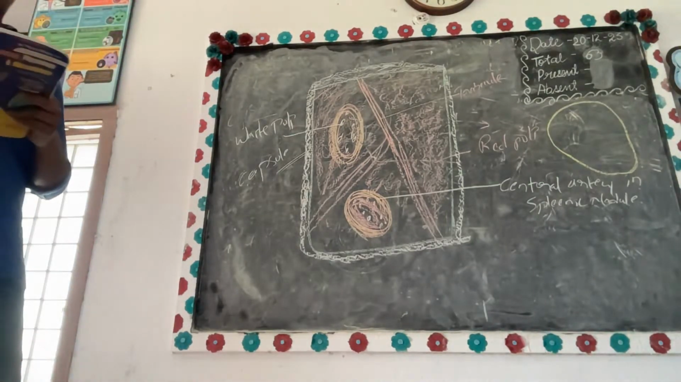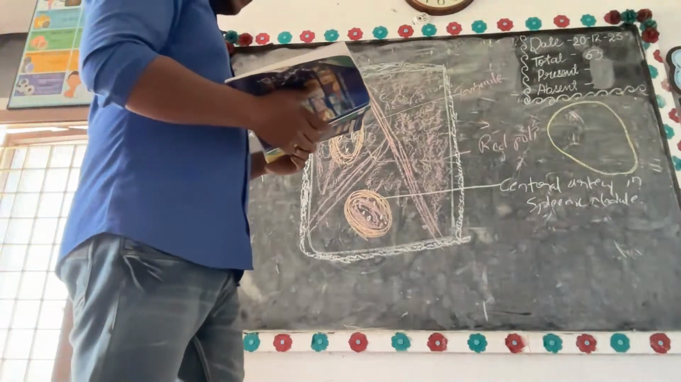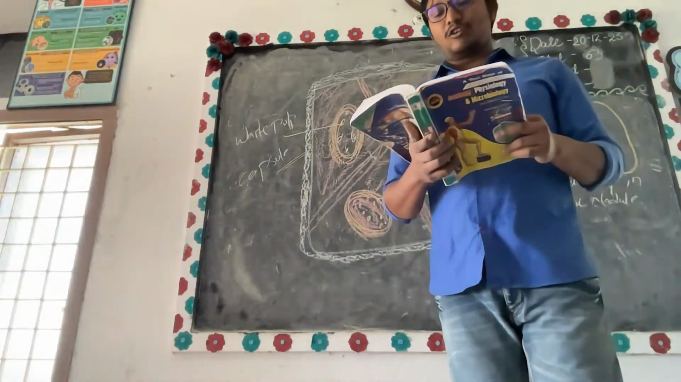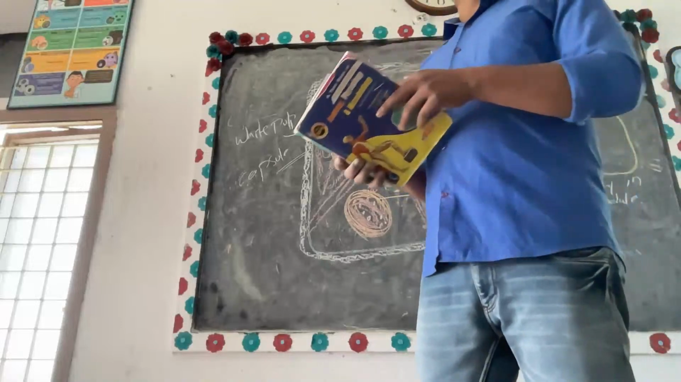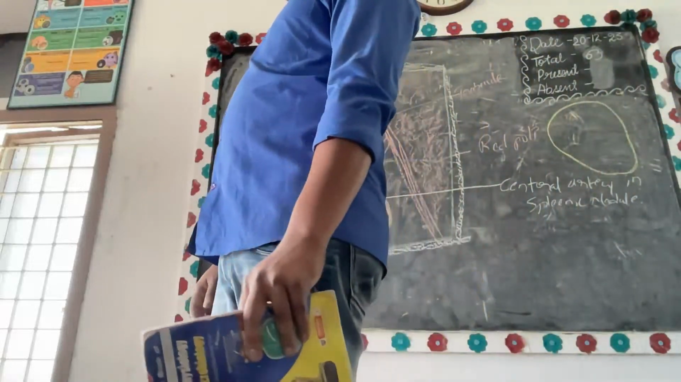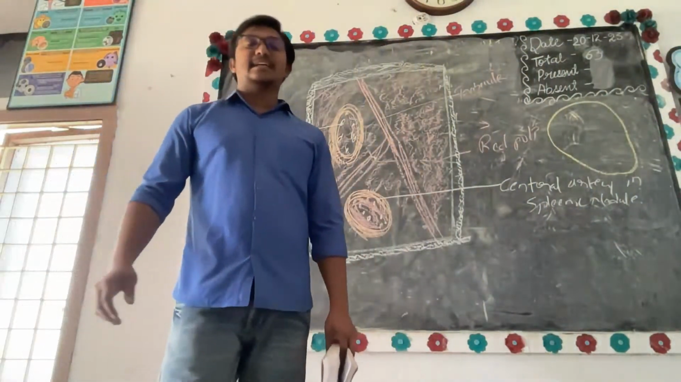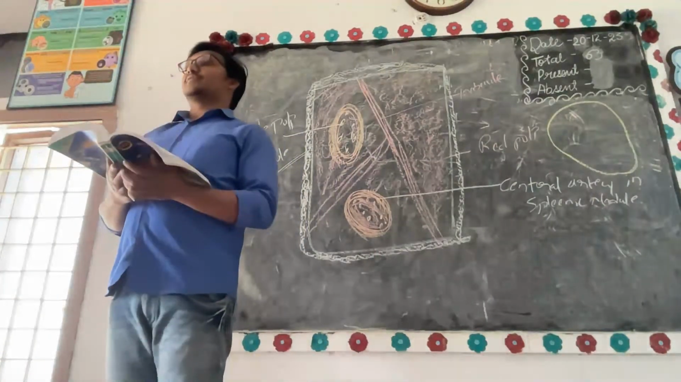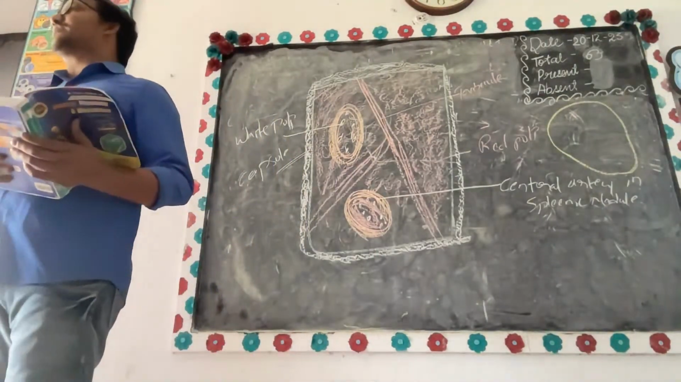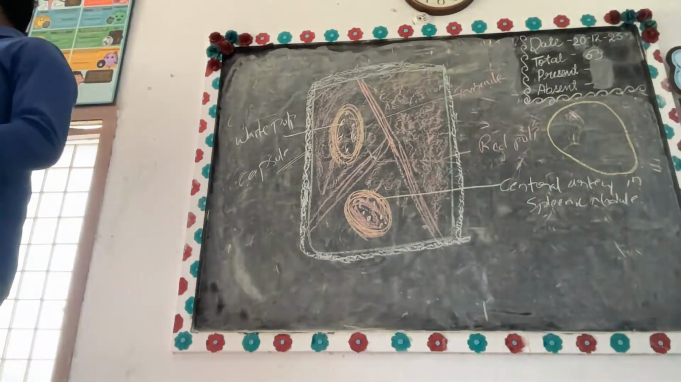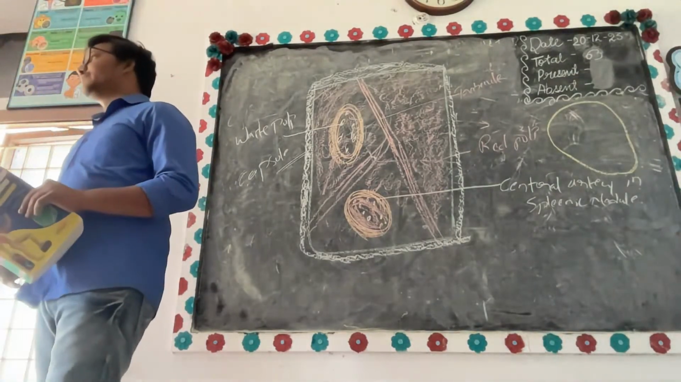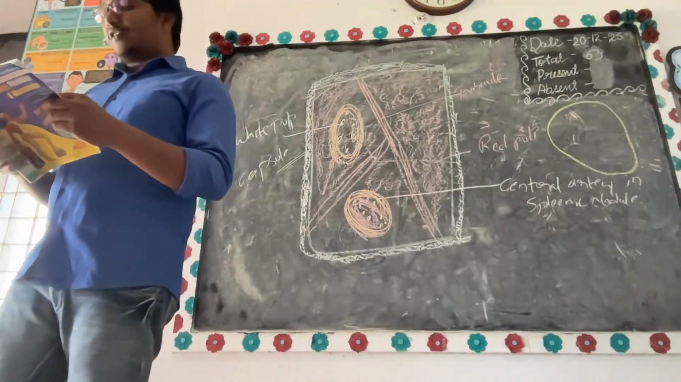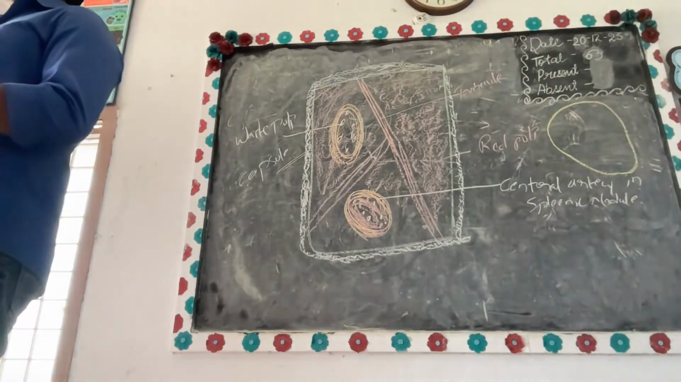Now what is the thymus gland? It has a right lobe and a left lobe. It has septa and lobules. This is the thymus gland. Now, what are the functions of the thymus gland? It controls the development of peripheral lymphoid organs.